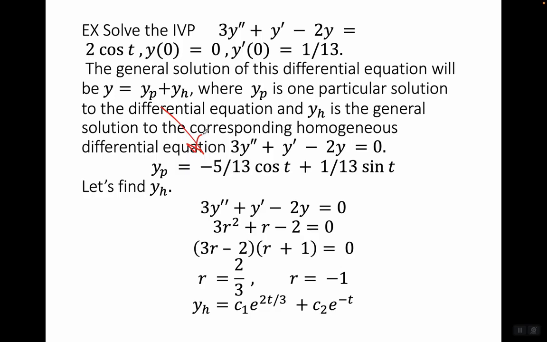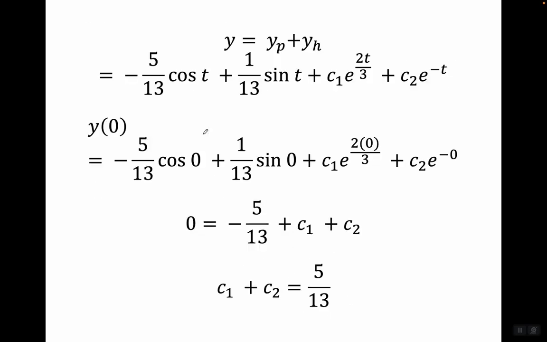Let's find y sub h, the solution to the homogeneous differential equation 3y double prime plus y prime minus 2y equals 0. We know how to solve this. We write it as 3r squared plus r minus 2 equals 0. Factor, and we get 3r minus 2 times r plus 1 equals 0. In other words, r equals 2/3 or r equals negative 1. That means our solution is going to be of the form y equals c1 e to the 2t over 3 plus c2 e to the negative t. That's our general solution to the homogeneous differential equation.